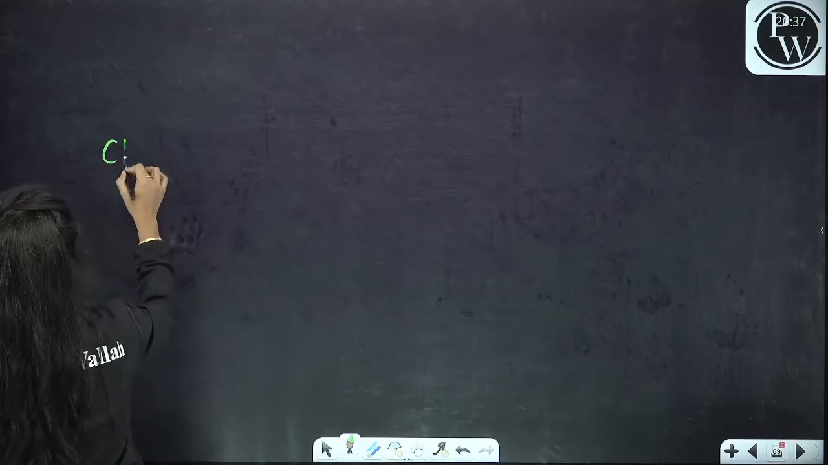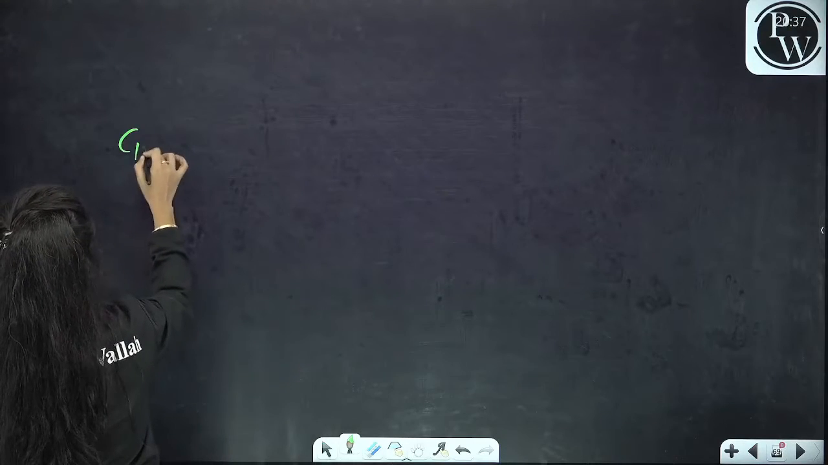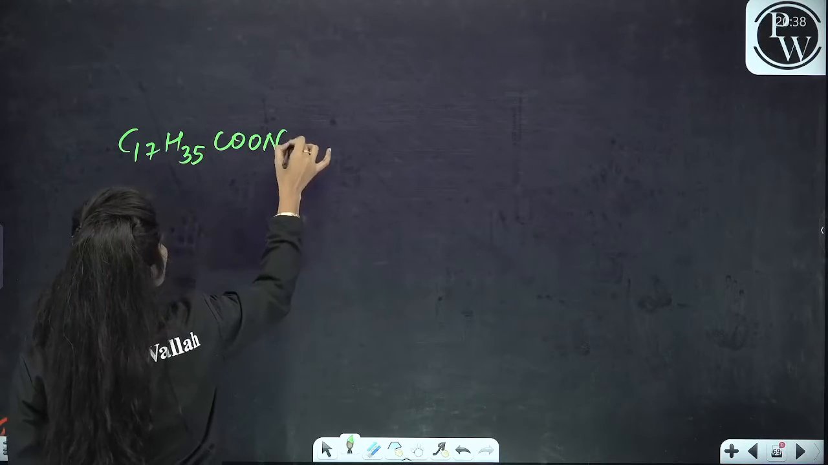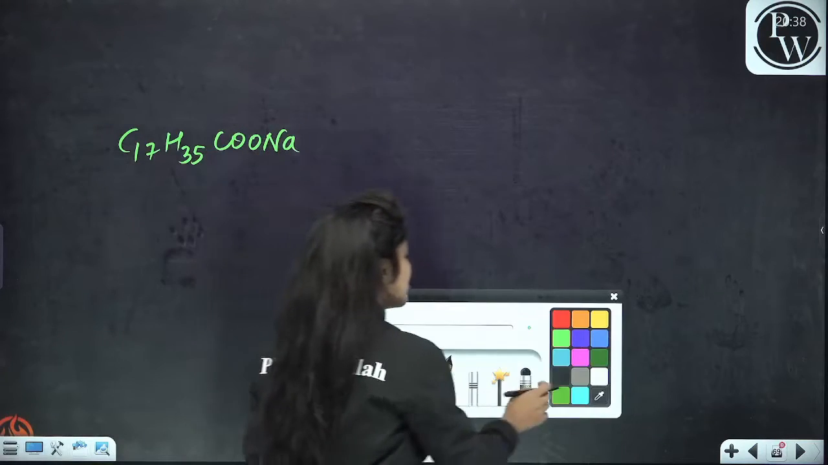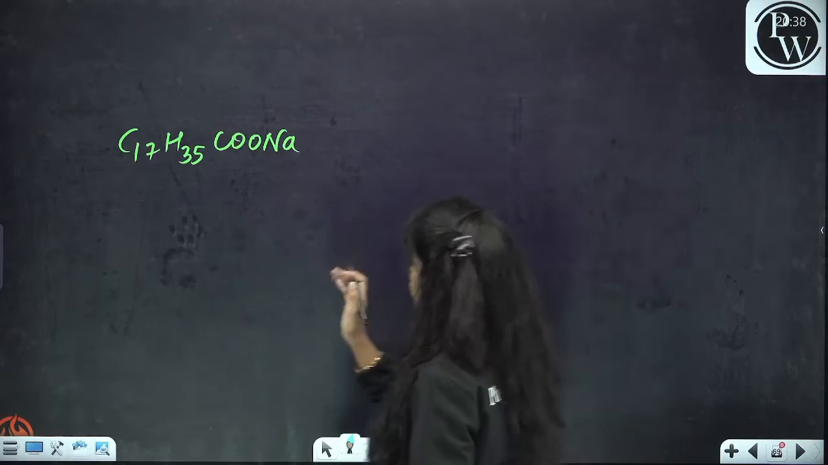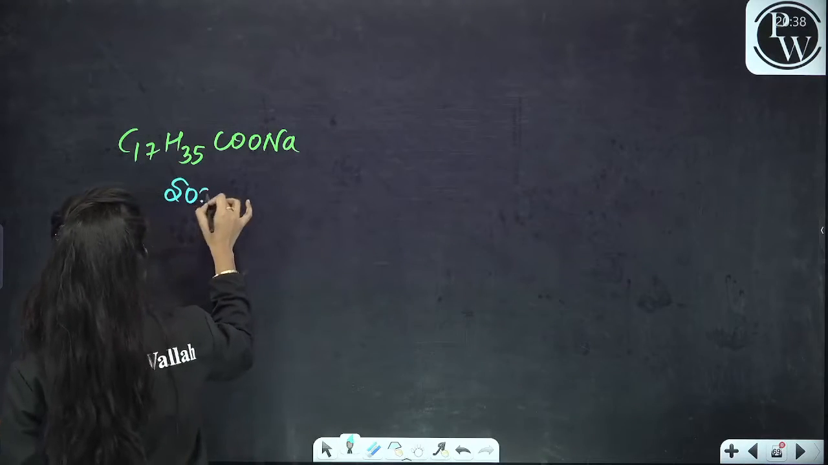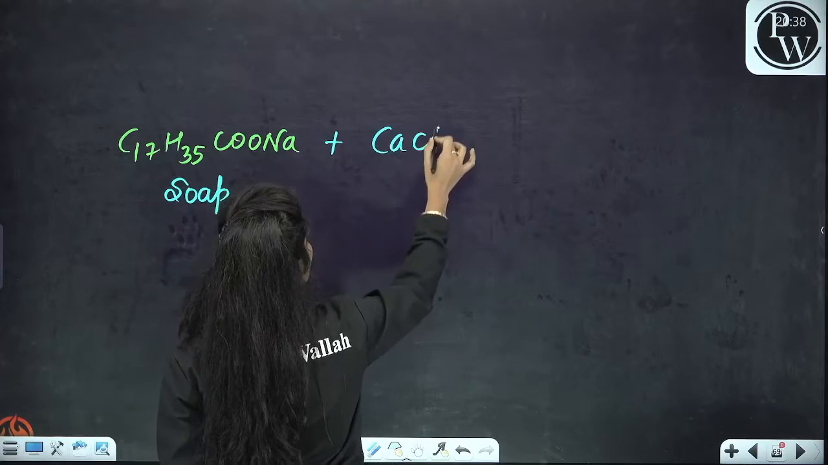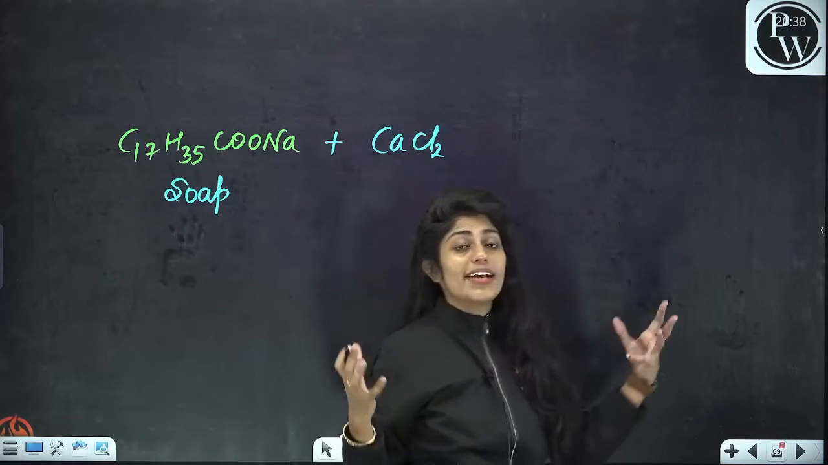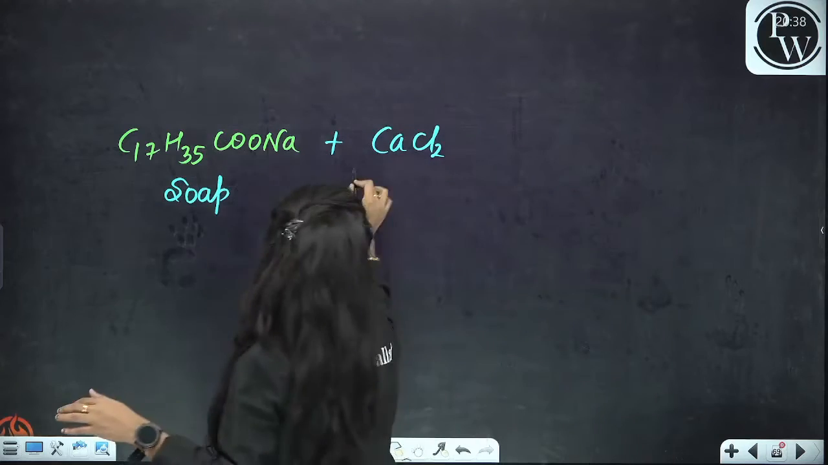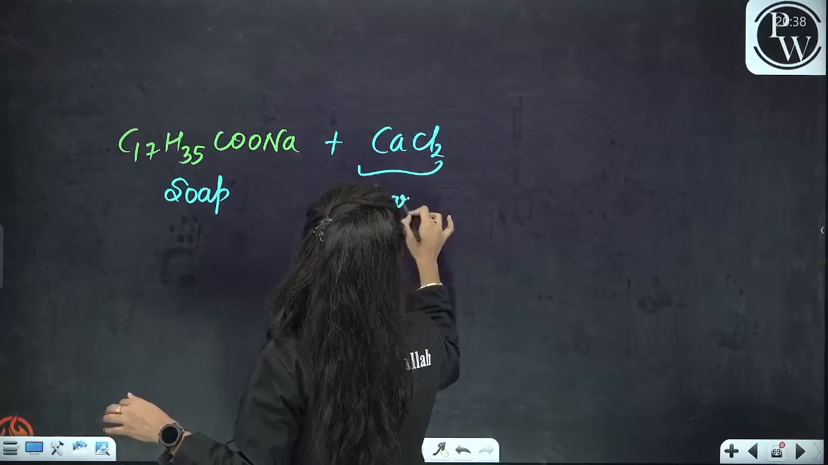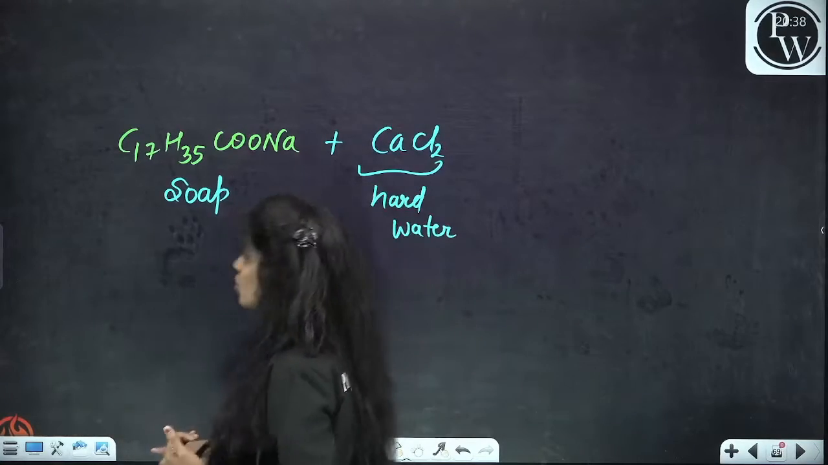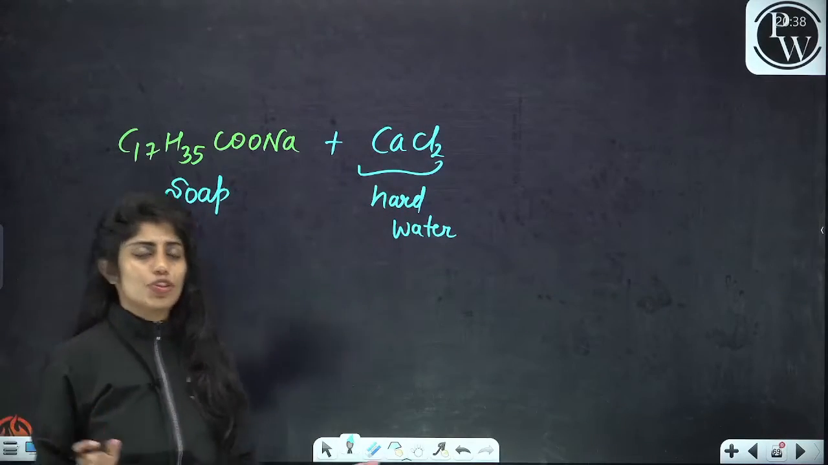So suppose we have C17H35COONa. This is your fatty acid, sodium salt of fatty acid, your soap, which is reacting with calcium chloride, the salt that is present in the hard water. From hard water, you can also write here magnesium chloride, magnesium sulfate, calcium sulfate, any of the salt.